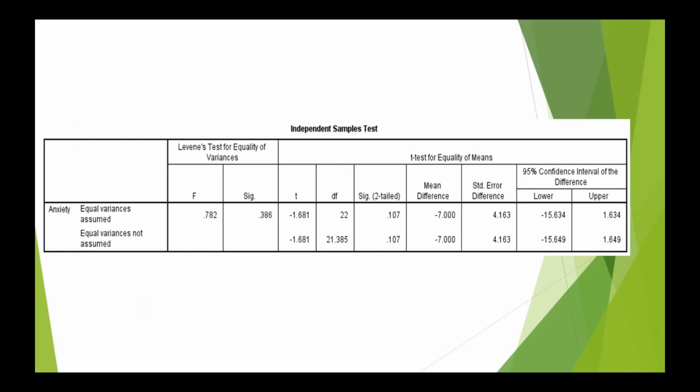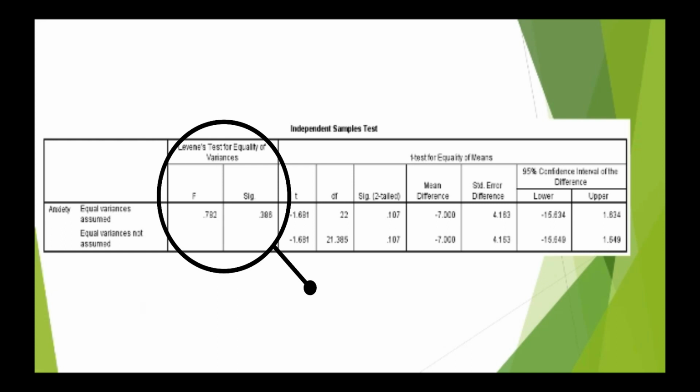Let's go to our second table, the main test statistics. You have noticed that there are two rows on the first column of the table. We have the equal variances assumed and the equal variances not assumed. This is due to the column labeled Levene's test for equality of variance.